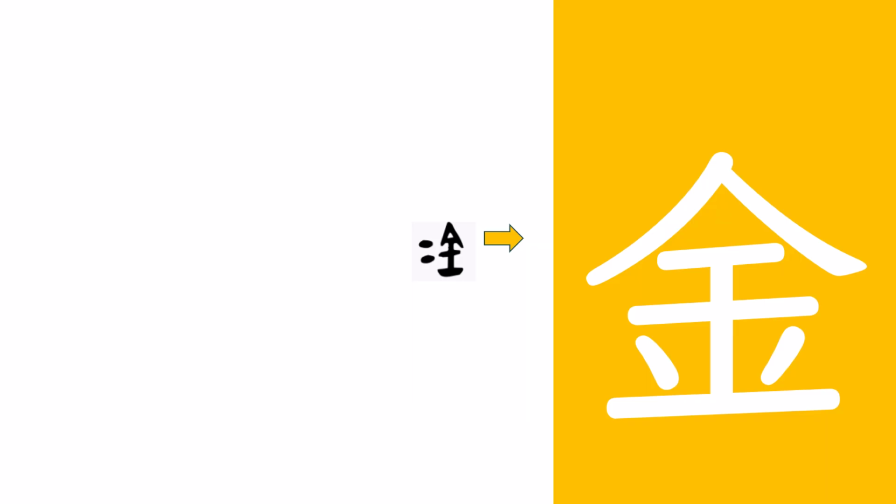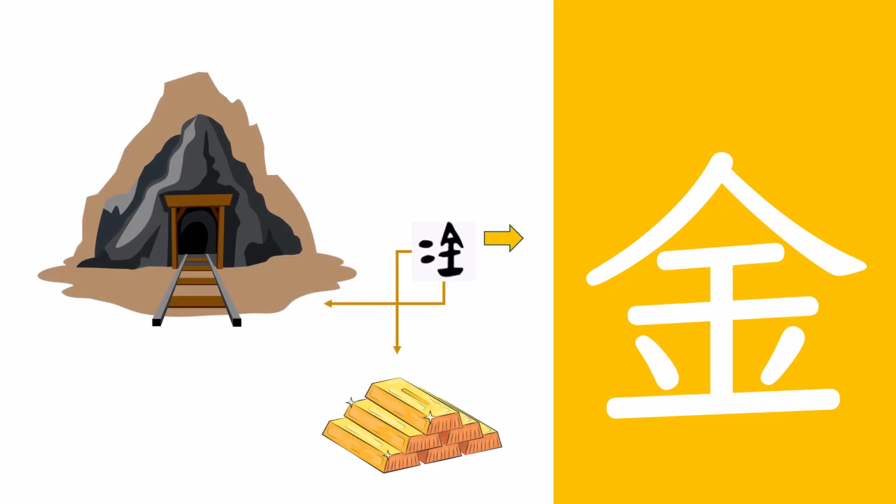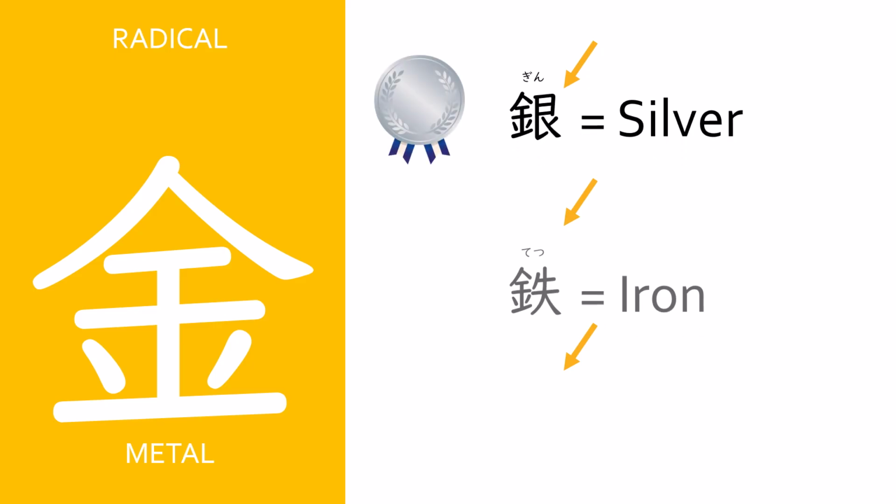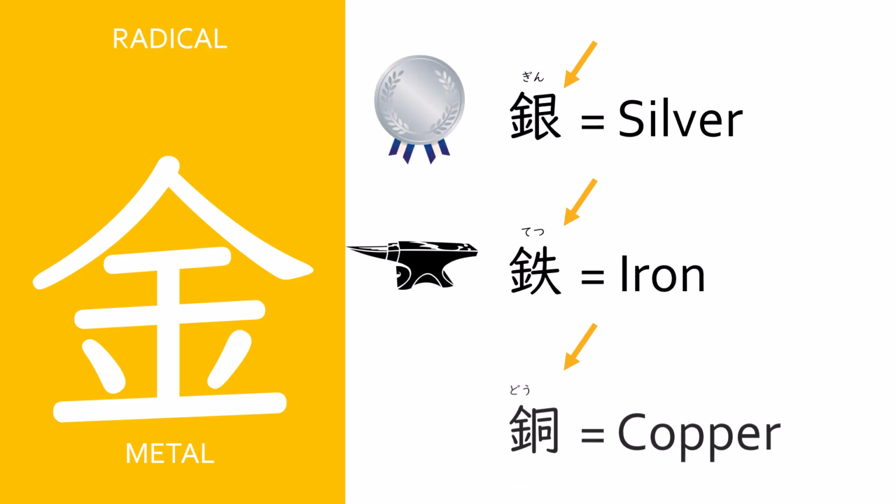This kanji for gold was formed with the kanji of soil plus 2 dots to represent the metal nuggets. When this kanji is used as a radical, it actually gives the meaning of metal. We can see it in the examples of silver, gin, iron, tetsu, and copper, do.